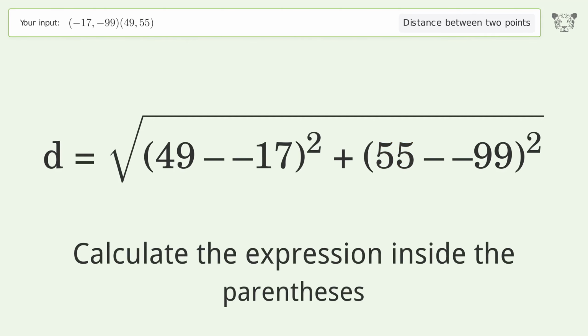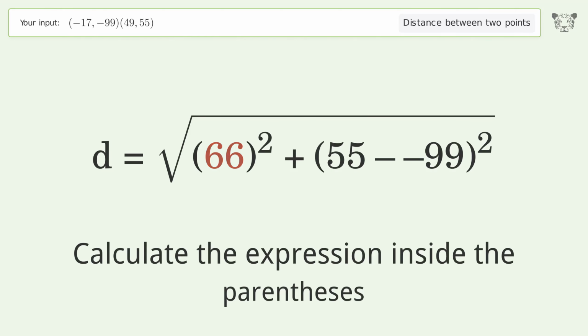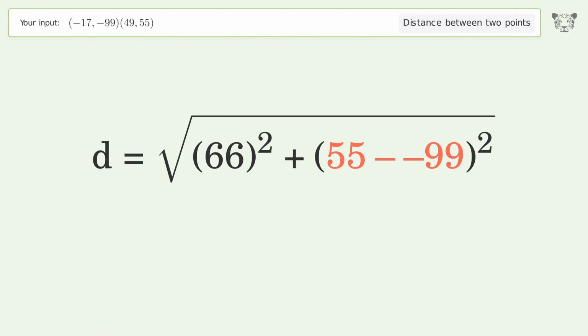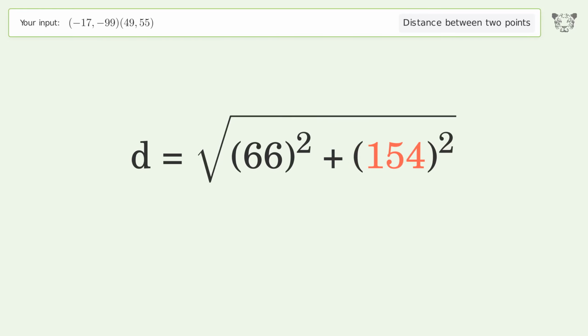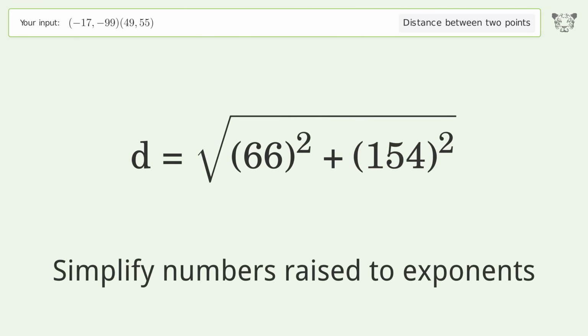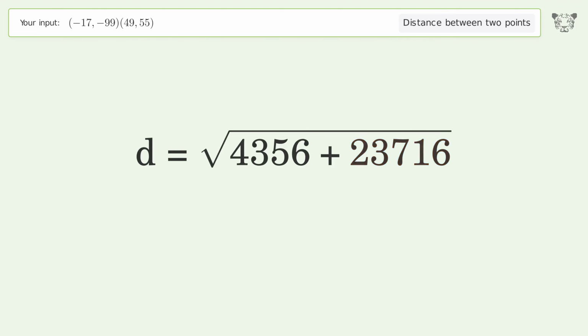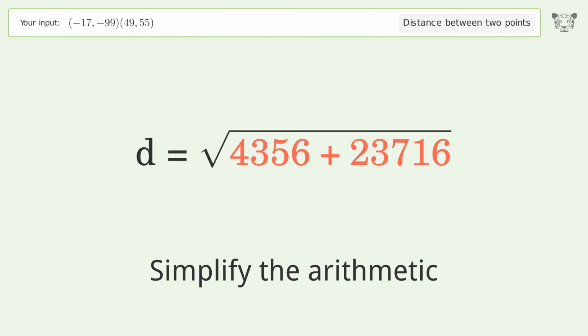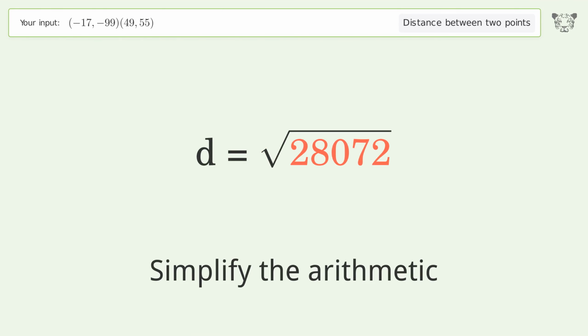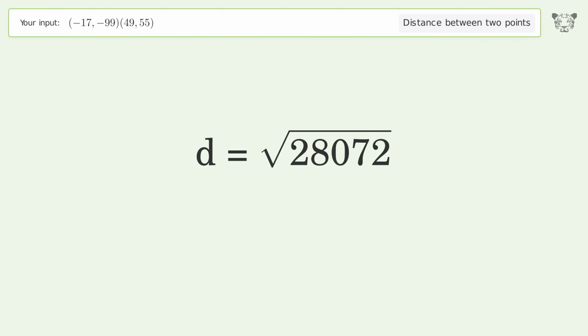Calculate the expression inside the parentheses. Simplify numbers raised to exponents. Simplify the arithmetic. And so the distance between the 2 points is the square root of 28,072 or 167.547.